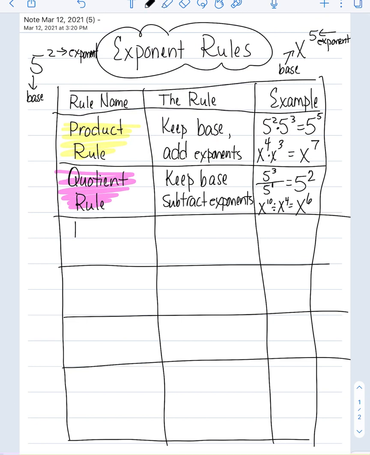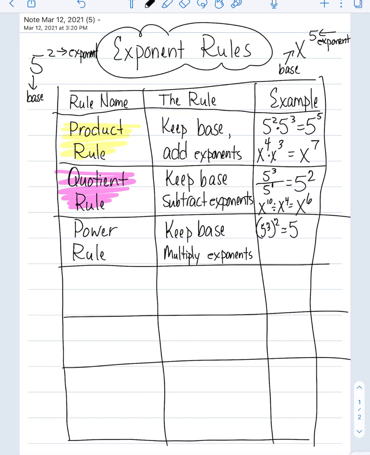Now let's look at, it's called the power rule. I know it's like, aren't they all powers? Well, this is where you raise a power to the power. So what you do is, again, you keep the base and you multiply the exponents. So let's do a couple of examples. Let's say I had 5 to the 3rd to the 2nd power. I keep the base of 5 and I do 3 times 2 is 6.